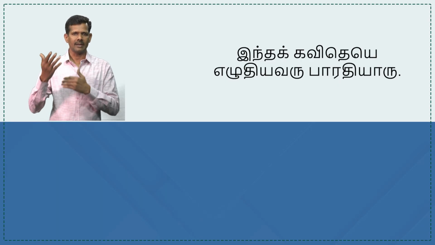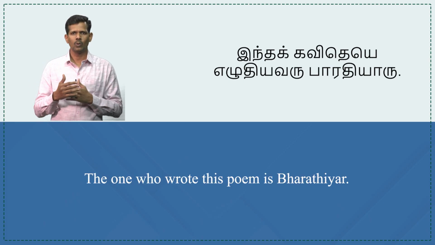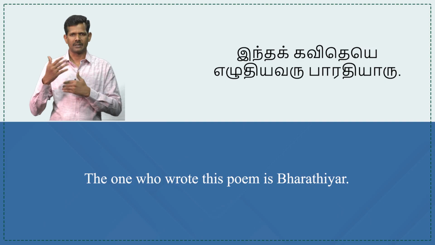Accusative case marker ஏ is attached to the participial noun when it functions as an object. Let us see some examples for the participial nouns functioning as a predicate. இந்த கவிதையை எழுதியவர் பாரதியார். The one who wrote this poem is பாரதியார்.